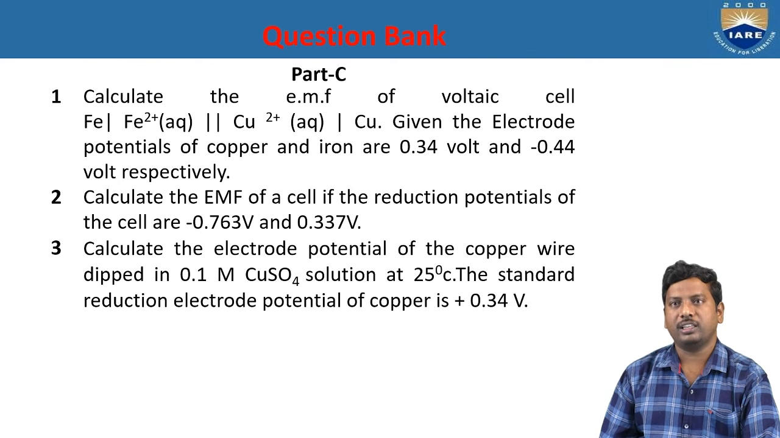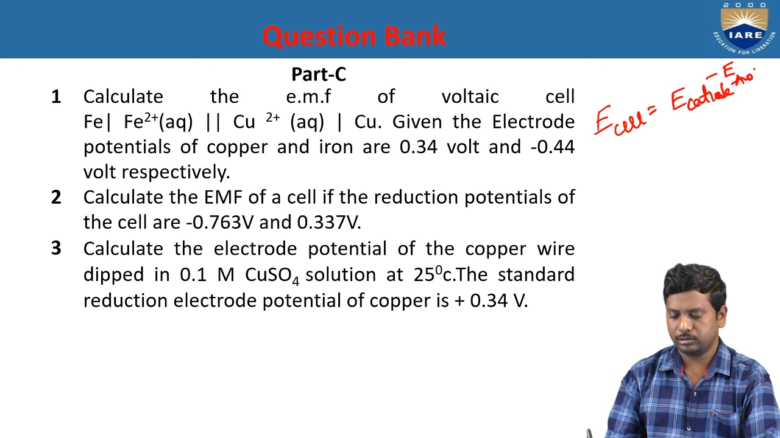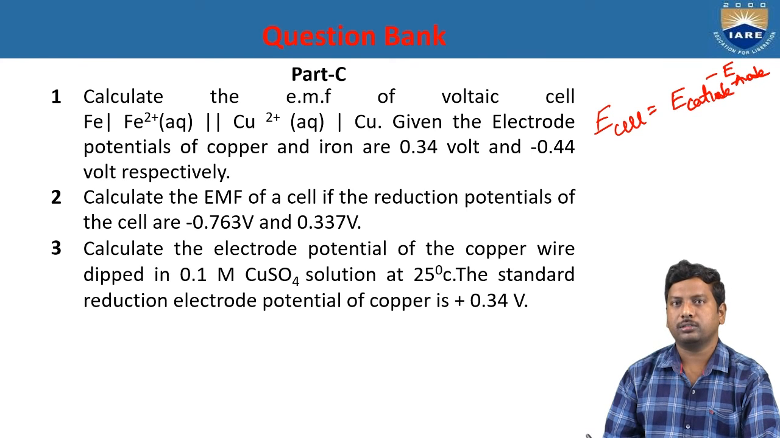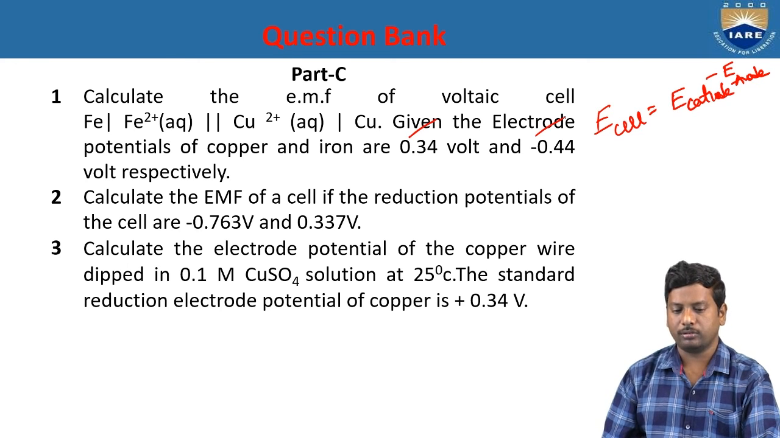So what is the basic formula of the EMF? E cell is equal to the potential at cathode minus the potential at anode. So the potential at cathode and the potential at the anode. So on substituting these two values, that means 0.34 volts and minus 0.44 volts, we get the positive value at cathode and the negative value at anode.